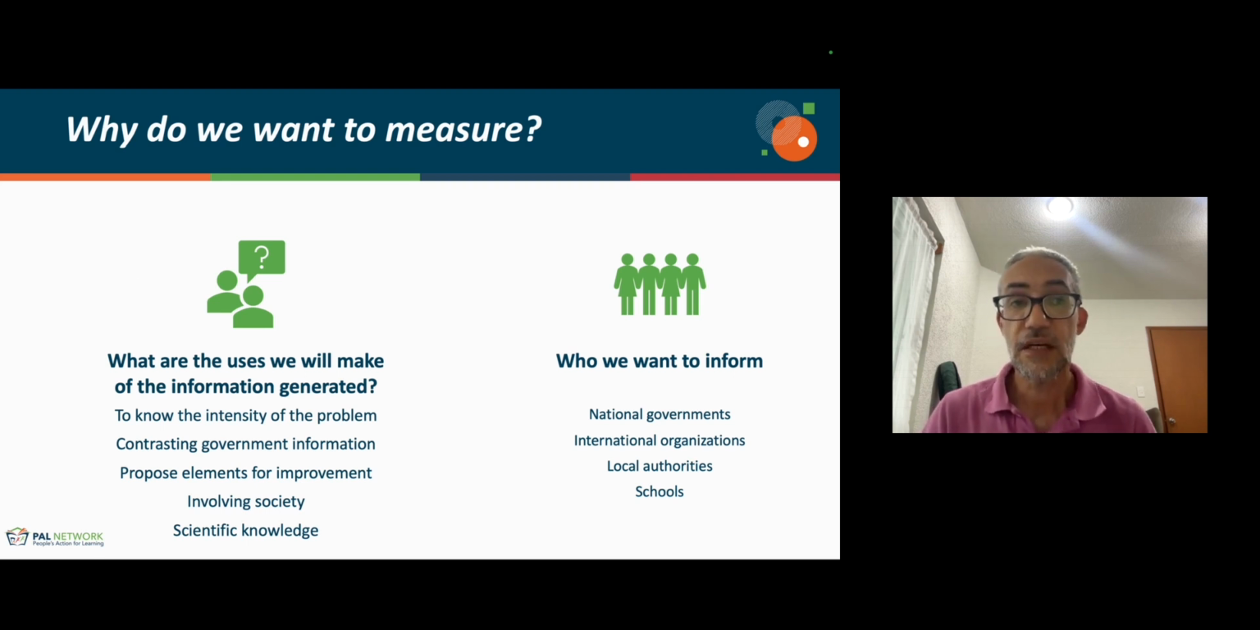The second big question is why we want to measure. What uses will we make of the information generated? For example, you can create a citizen-led assessment to know the intensity of the problem, to contrast government information, to propose elements for improvement, or to involve society, etc. In the Mexican case, we designed the MIA approach to share the intensity of the problem and to involve society in the learning crisis.